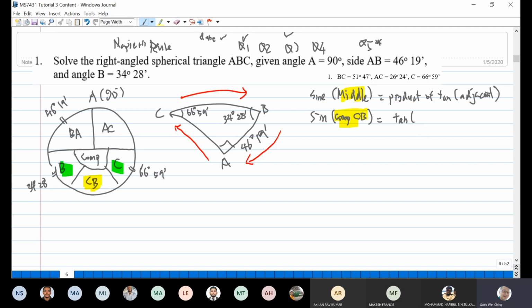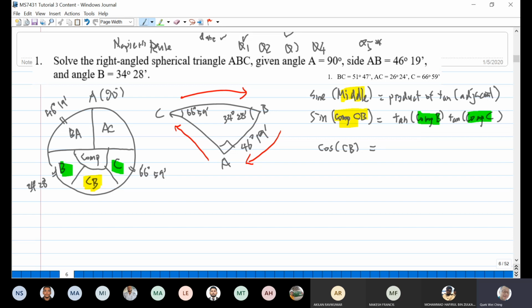So the product of tangent now is tangent of co-B, again they are all in the lower half of the view, and then product of co-C. The green color one. So co-B and co-C. Now simplify this. Sine co-CB is the same as cosine of CB.